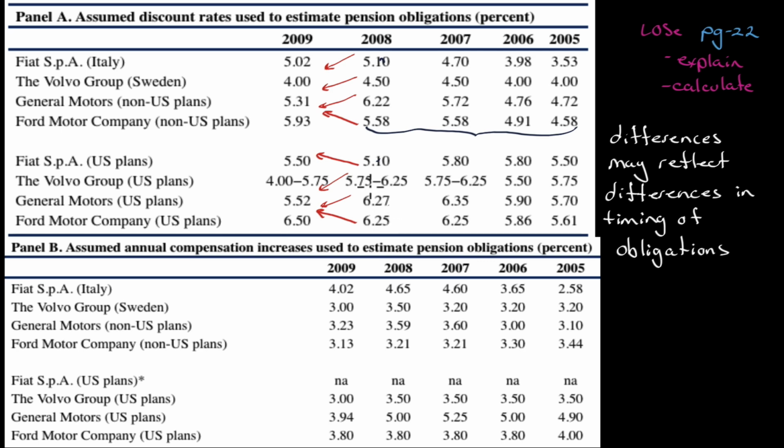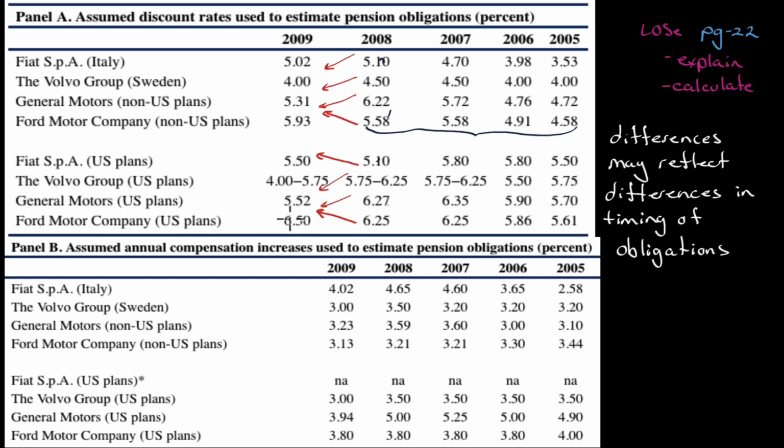On its own, if Volvo were actually significantly lower, if they were closer to the 4.5, I'd be looking at Ford and saying, perhaps Ford has more American employees and is using a higher rate for their U.S. plans to report a lower pension obligation than they have in the rest of the world. But it looks like it's fairly consistent across the group, so we can accept that. Let's look at what happened from 2008 to 2009. Fiat and Ford both increased their discount rate for U.S. plans, while Volvo and GM decreased.